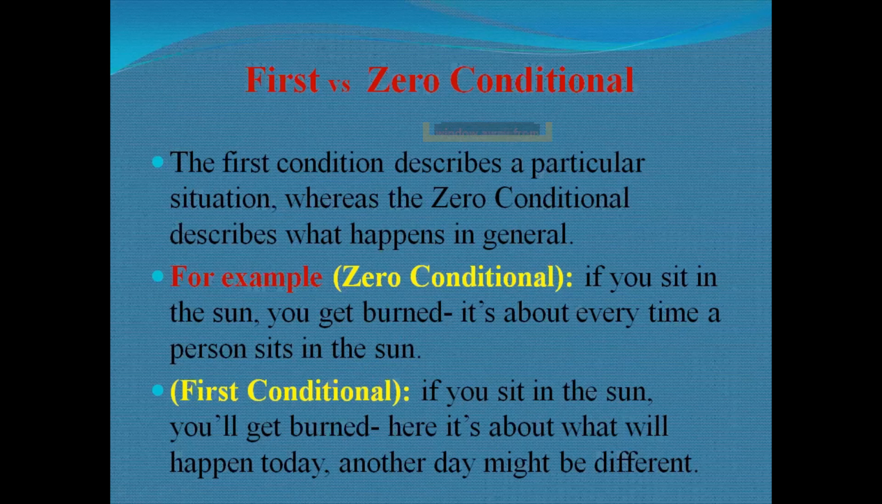So zero conditional is not specific to a situation. It is not particular. It is general, about anybody at any time. If a person sits in the sun, it is likely that the person will get burned. So it is about every time a person sits in the sun. But if we talk about first conditional, it is specific to a person or to a situation, right? It would not be general. It would be about a particular situation that is going to happen in the future.